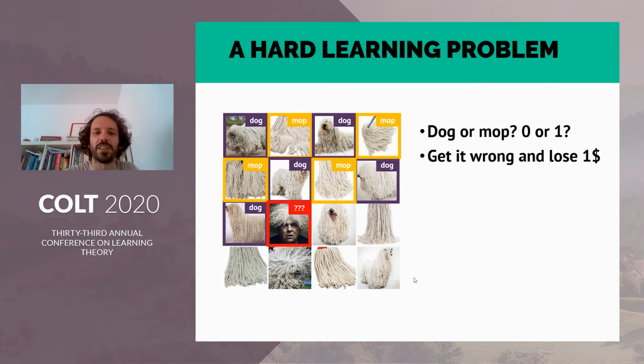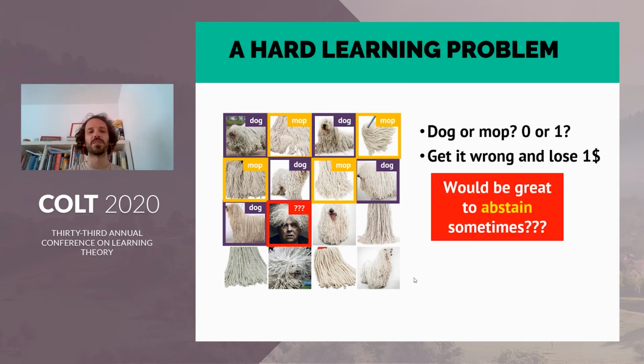Well, except that there are some very hard images in this data set. And sometimes you just want to say, okay, I have no idea what the right prediction is here. I can really not make any confident predictions. So can I just move on and forget that this has happened? Can I just abstain from making a prediction sometimes?